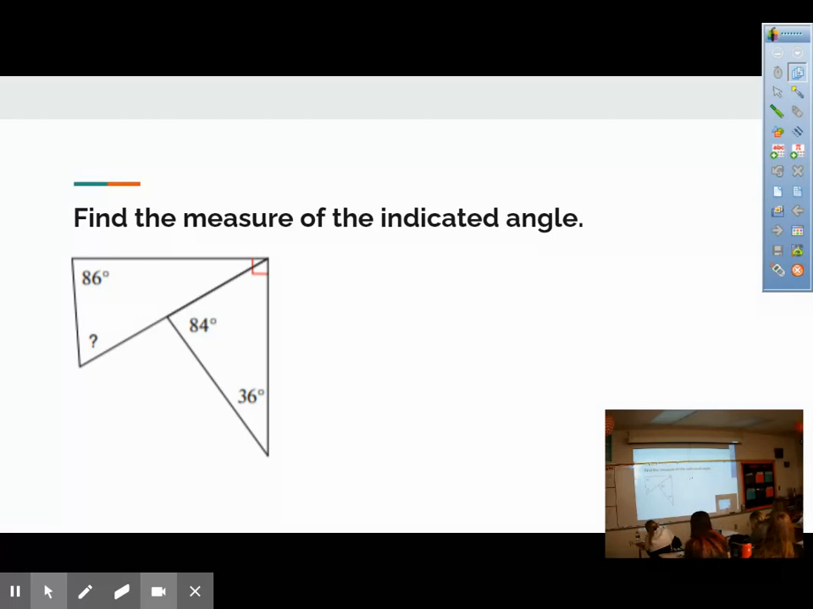Alright, Sydney wants to do this one. Alright, let's pay attention on this one. This one was a little bit more difficult.